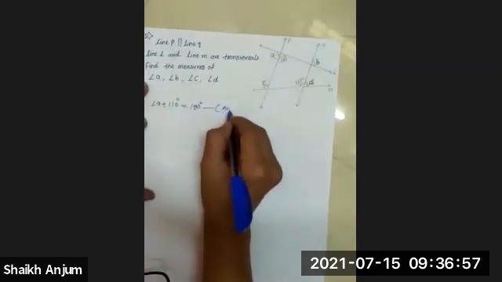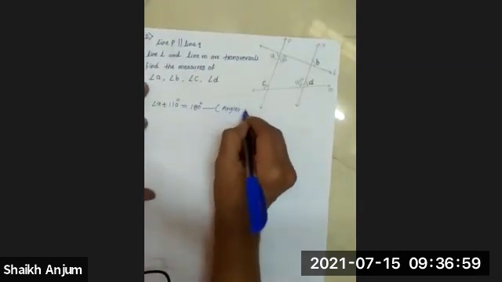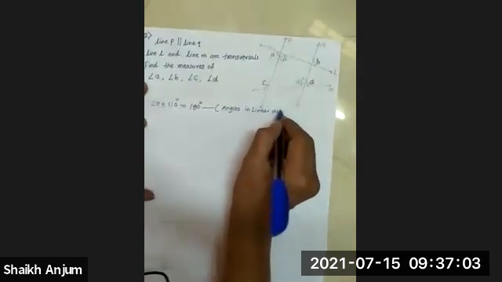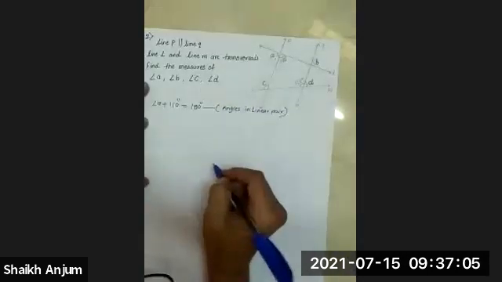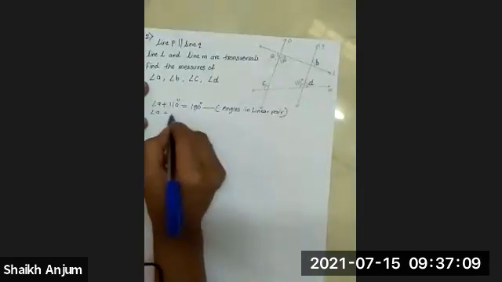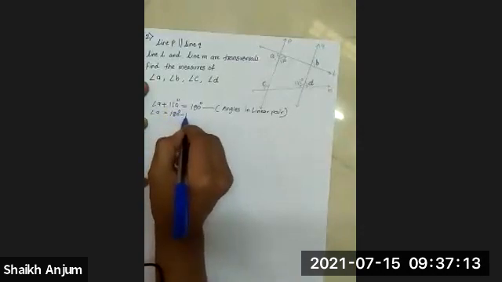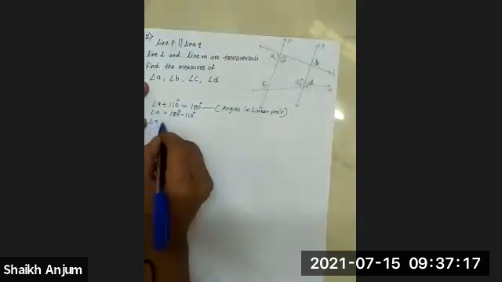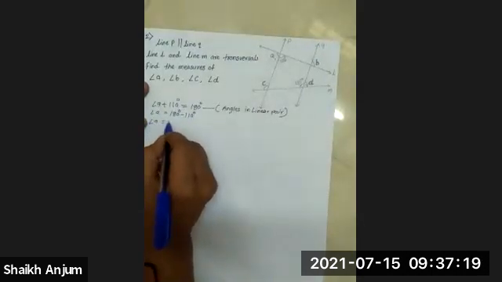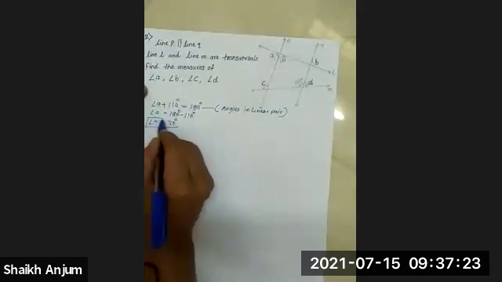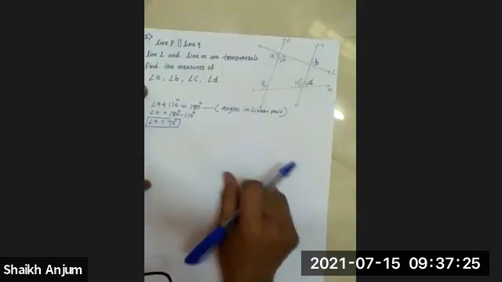Those are the angles in a linear pair. So to find the measurement of angle A, we will subtract this 110 from 180 degree. And what will be the subtraction? That will be 70 degree. So this is the first solution.